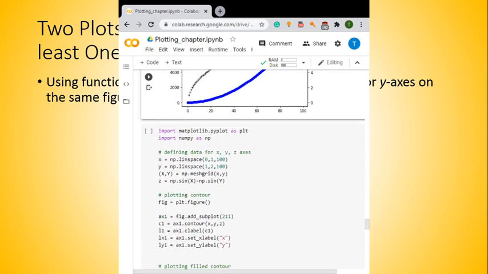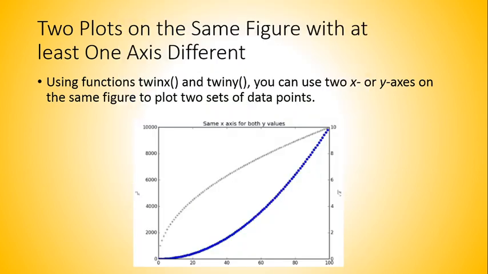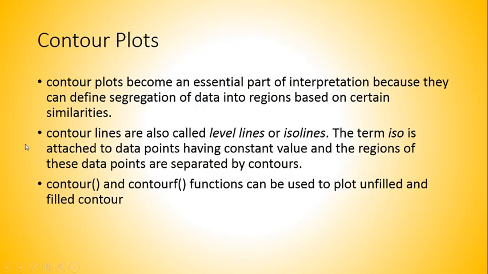Okay. Now moving further, we will go for contour plots. In some engineering applications, contour plots become an essential part of interpretation because they can define segregation of data into regions based on certain similarities. For example, if you imagine a mountain viewed from the top, you can define regions of similar height being shown in a closed loop. Thus, a mountain will be a series of loops.